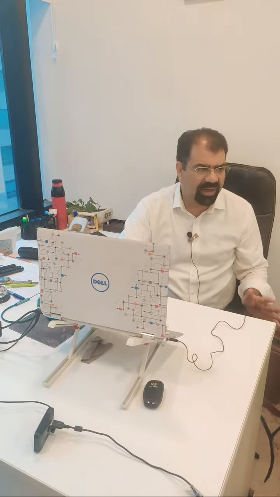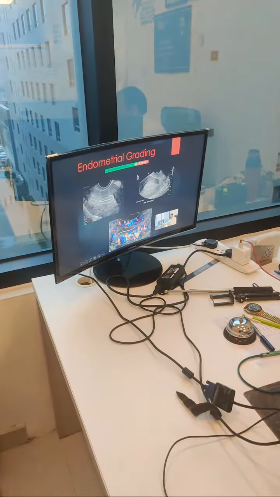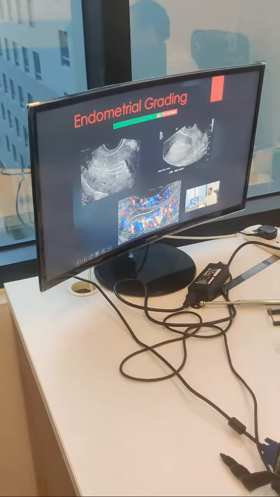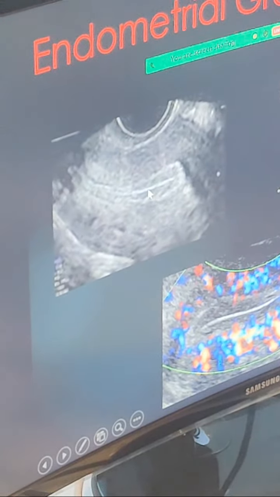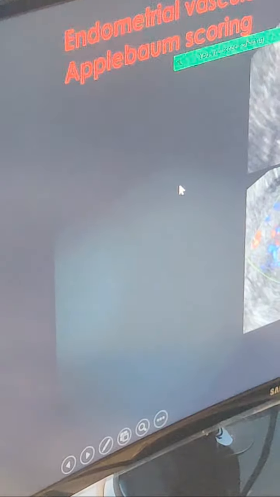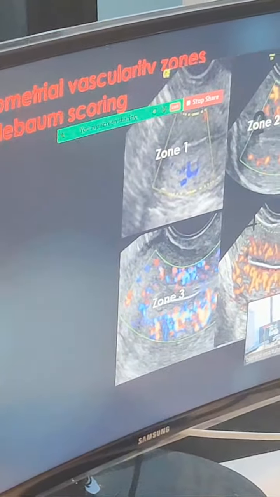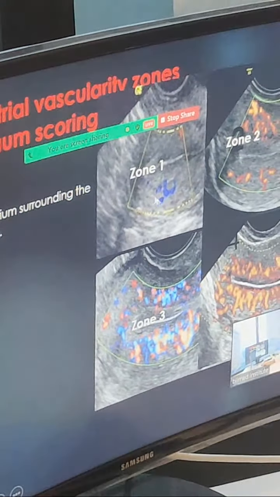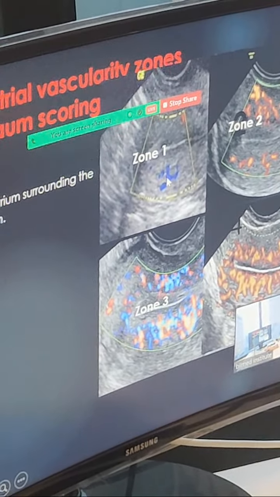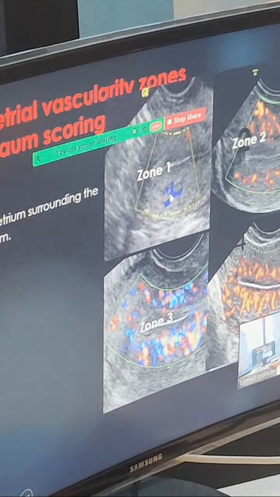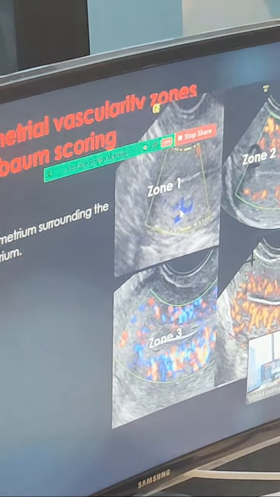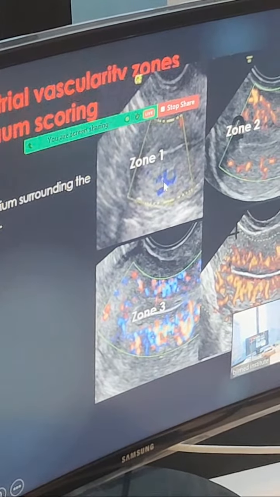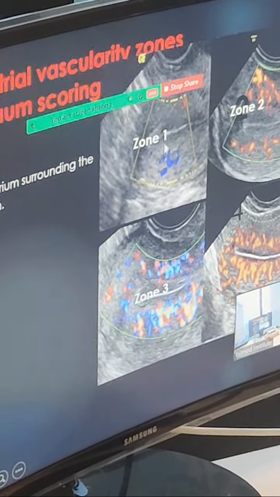When we are putting a color onto this endometrium, this is very important. We have to see where these vessels are. Are they just touching this line, crossing this line, or touching the inner line? That way, I will be grading it in zone 1 to zone 4. Now, what is zone 1? Zone 1 is when the vascularity is in the surrounding myometrium, not going into the endometrium.